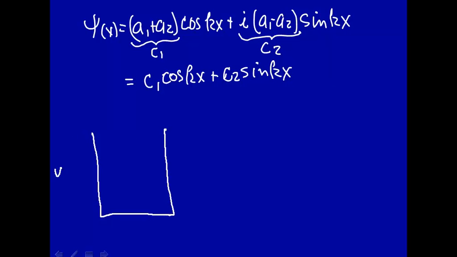It looks something like this, where we're plotting on the y-axis the potential as a function of x. This goes up to infinity. This goes up to infinity. The x-axis goes from 0 to a. And so the particle is constrained to be in this region in x, and it does not have infinite energy, so it can't go up, and it's not over here.